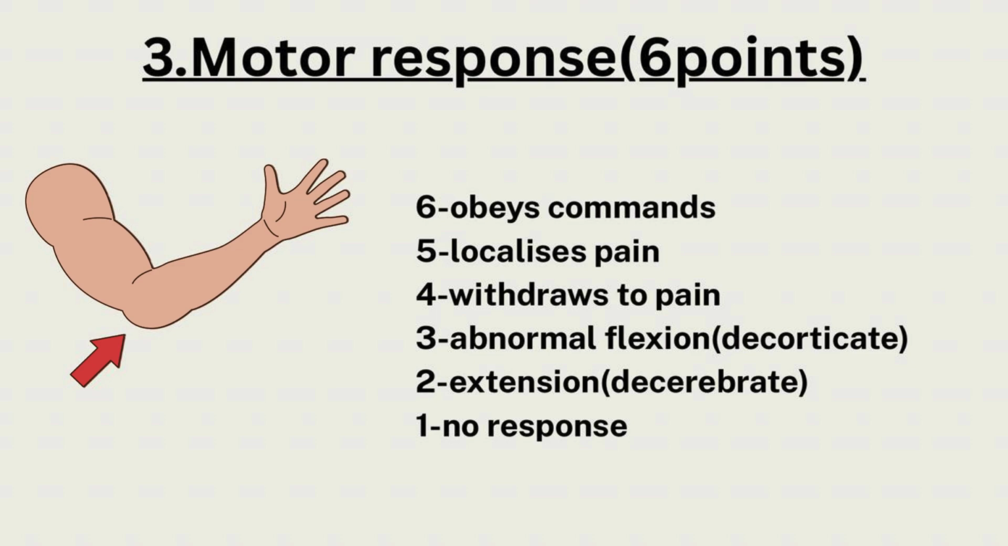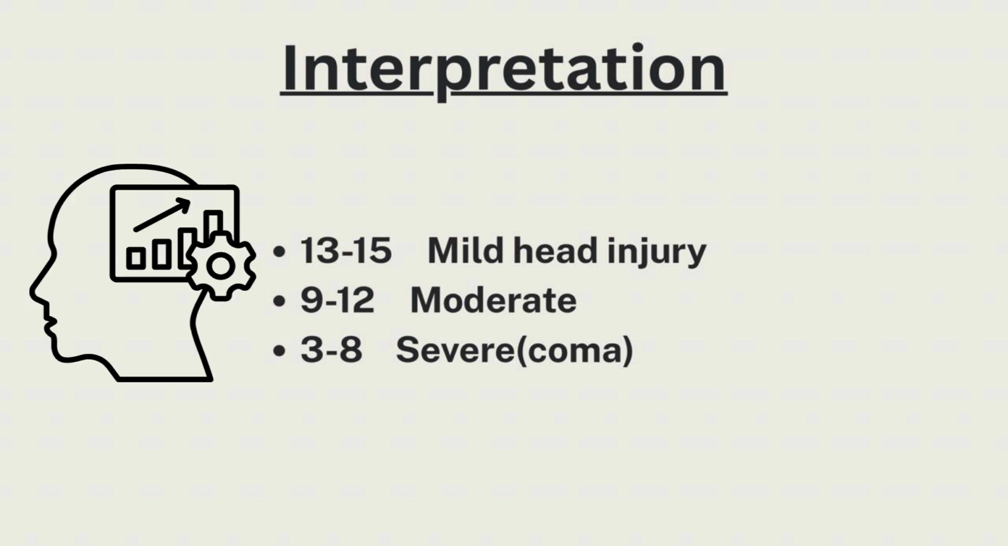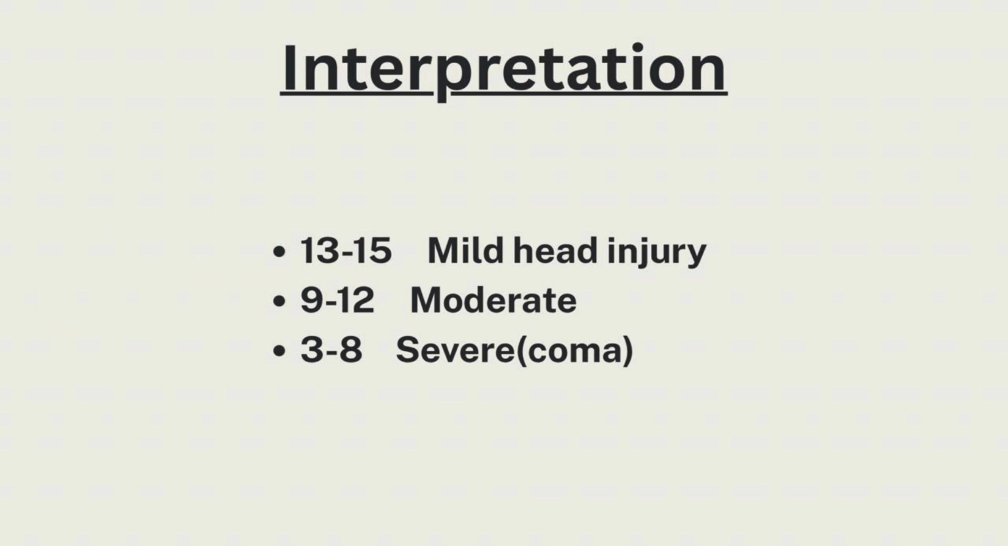So putting it all together, we should add all the three components and we should arrive at a score. So the interpretation comes like this. Score 13 to 15 is considered as mild head injury. Score 9 to 12 is considered as moderate head injury. And the score 3 to 8 is considered as severe head injury or coma.